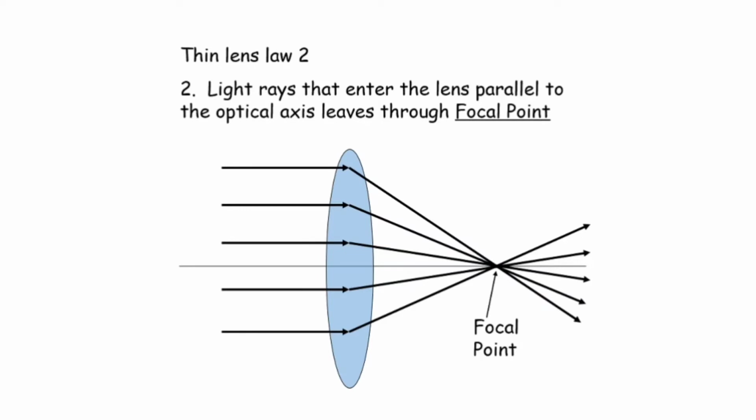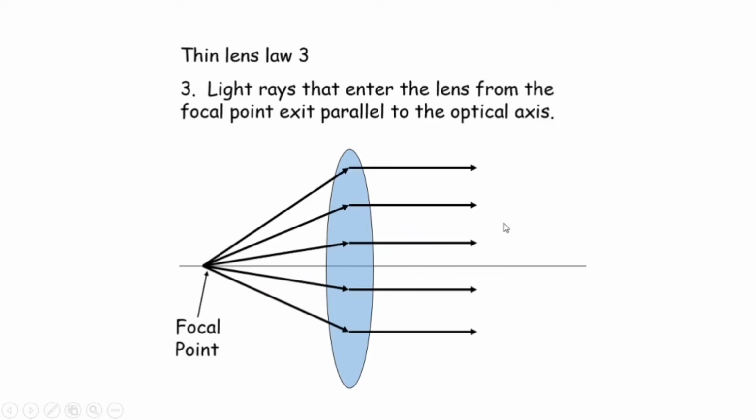Thin lens law second: light rays that enter the lens parallel to the optical axis leave through the focal point. This is the principal axis of the system. This is the lens, and these are the parallel rays of light coming from a source kept at infinite distance. When this parallel beam of light enters the lens, it leaves through this focal point. It is the second thin lens law.